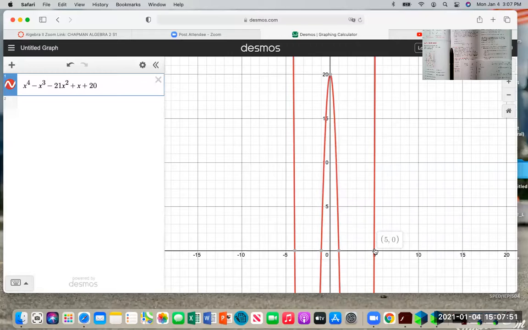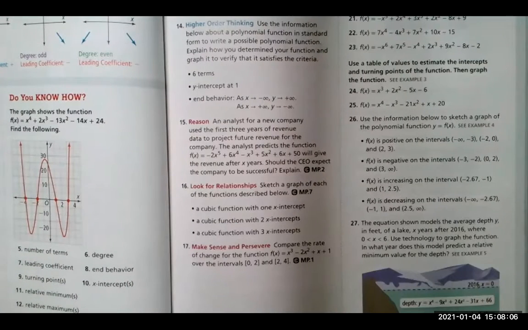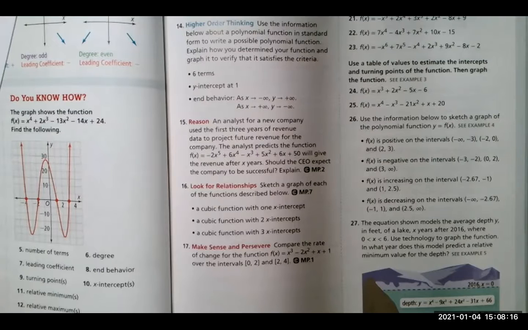26, use the information below to sketch a graph of the polynomial function y equals f of x. So let me get back out of here, stop sharing. All right. So 26, this is a lot like example 4. If you look back at that, they're basically giving you specific information about the graph at these points or between these values, but then you're going to have to sketch the overall graph just by using that information.